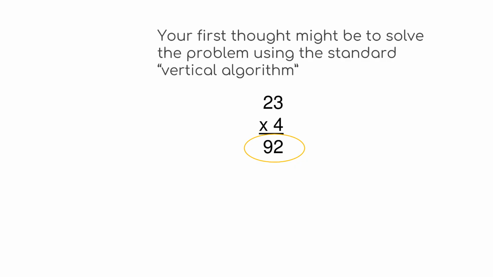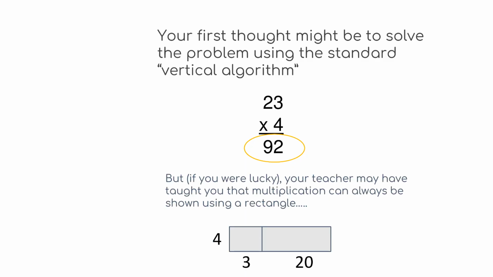But if you're lucky, your teacher may also have taught you that multiplication can always be shown using a rectangle, like this. Now you just multiply each of the squares in the rectangle. 4 times 3 is 12, and 4 times 20 gives you 80. You add the 80 and 12 together, and you end up with 92. So you can see that you get the same result either way.